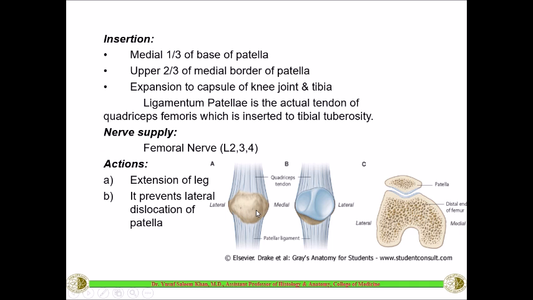Sesamoid bones are those small bones which are within the tendon of a muscle. So this is said to be the largest sesamoid bone in the body. Okay, so this is the sesamoid bone. The patella is a sesamoid bone. The sesamoid bone is that bone which is within the tendon of any muscle. Okay, so the patella is said to be the largest sesamoid bone in the body.